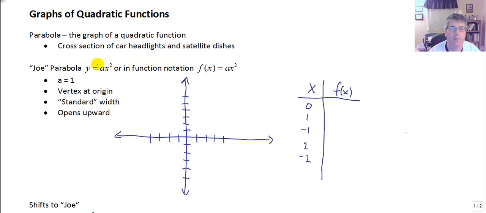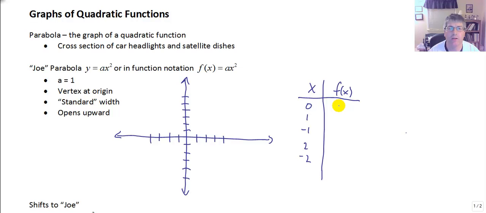There are many different parabolas, but the standard or the typical parabola that we start with is the parabola y equals ax squared, or just y equals x squared, and we assume a is 1. And I call this Joe parabola because it's just the standard base parabola, and then from there we'll shift it up or down or right or left. But Joe parabola, a, the coefficient on x squared, is 1, and the vertex will always be at the origin. It's considered to have kind of the standard or typical width, and it will open upward.